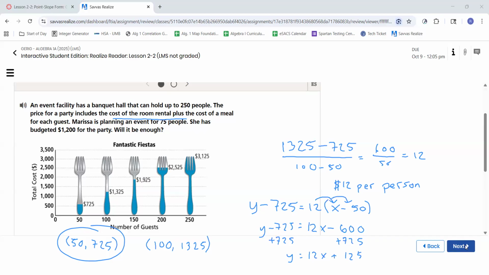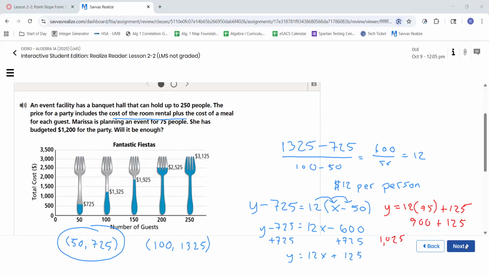And so if I have 75 people, 12 times 75, I'm going to put 75 in there. So let me change colors here so you can see what I'm doing. What's the cost if I have 75 people? But I have to remember the room rental plus 125. So 12 times 75 is 900 plus 125. And you can see that 1,025, that $1,200 is enough.